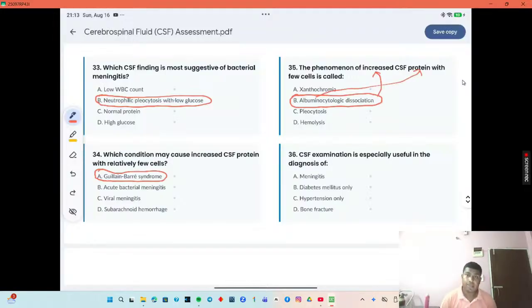Now, in the next question, CSF examination is specially useful in the diagnosis of meningitis. Is it clear to you? It is specially useful for diagnosis of meningitis.